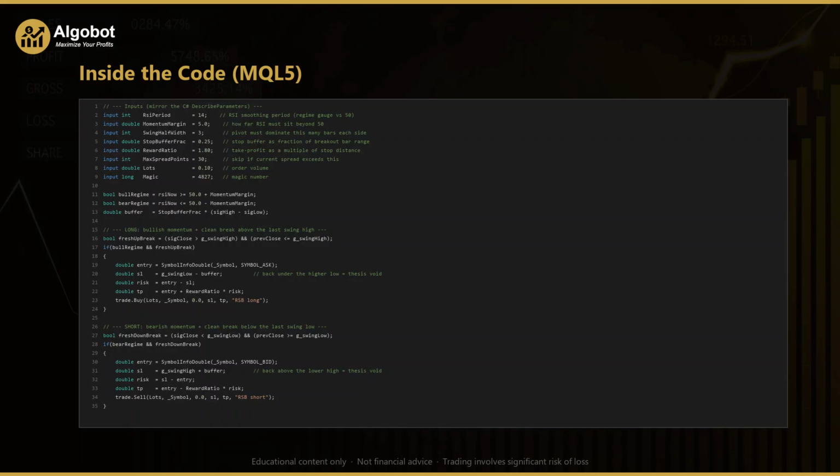The short block is the perfect mirror. Fresh down break is true when the signal bar closes below the swing low and the previous close was at or above it. When bear regime and that break align, the entry is the bid price, the stop sits just above the swing high plus the buffer, and the take profit is the entry minus the reward ratio times the risk, placed with a call to trade.sell. Notice both sides share the identical structure, just flipped in direction.